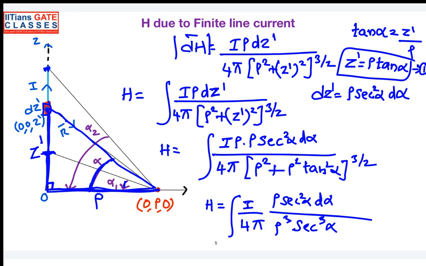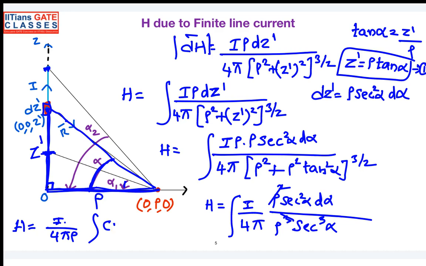So finally, what is the thing you are going to get? H is equal to I divided by 4 pi, sorry, this is rho square here. So rho square, one rho will be kept common here. So I by 4 pi rho into integration of 1 by secant alpha, that is nothing but cos alpha, d alpha.